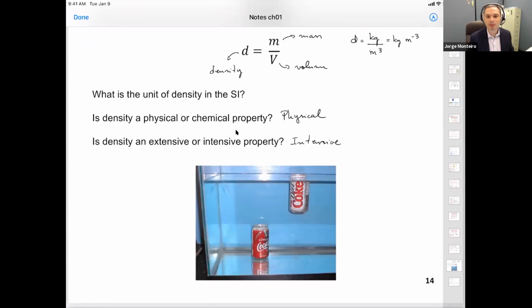Emily, it depends on the alcohol. Usually, yes, they are less dense than water.